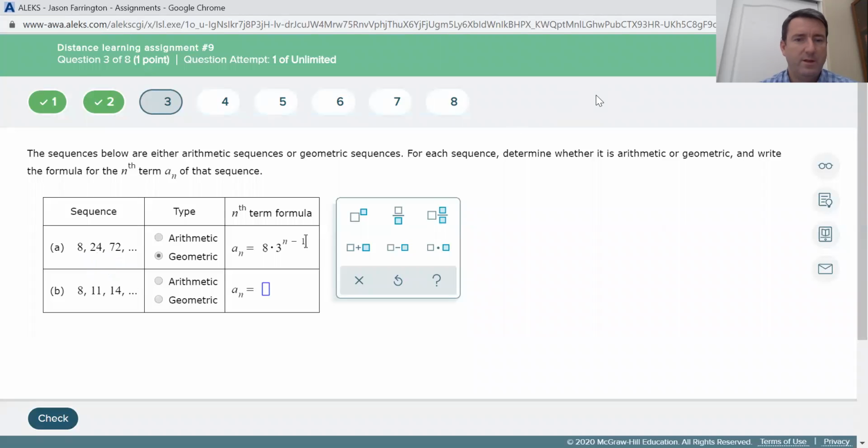Next one. We have 8, then 11, then 14. So this one is going to be arithmetic because we're adding the same number each time. We're adding 3 to get to the next term. So a sub n is going to be equal to 3n plus the 0 term. So if we figured out what this term before the 8 would be, well, we'd subtract 3 from 8 and get 5. So the formula is going to be 3n plus 5.